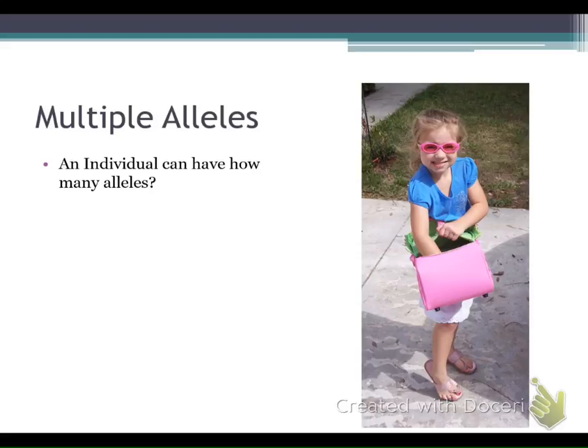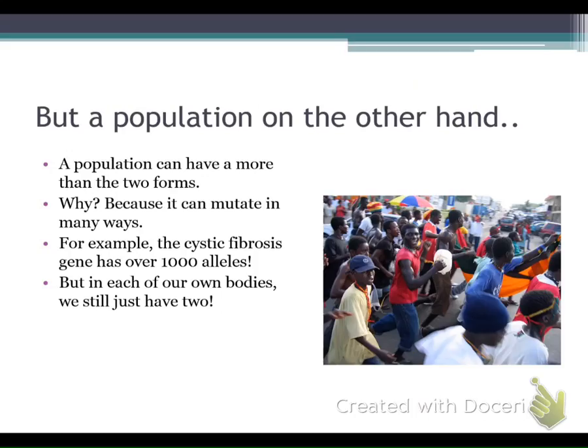In every person's body, you only ever have two alleles. But in a population, you have a lot of alleles. You have many alleles in a population because it can mutate. So for example, cystic fibrosis, there's over 1,000 different alleles in the population, but still in our own body we have two. If you think about hair color, we only have two that make our hair color. However, in the population you could have brown hair, black hair, blonde hair, red hair, and different shades of each of those in between.